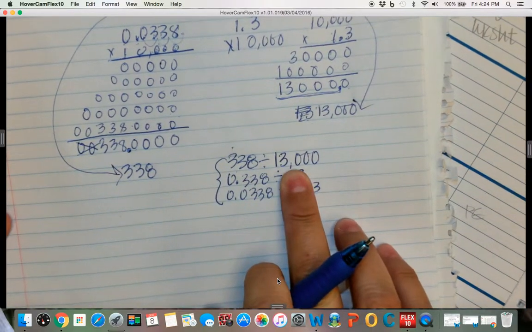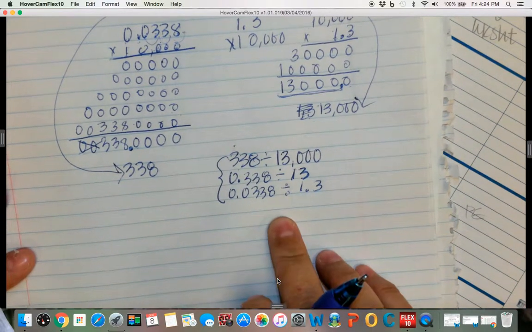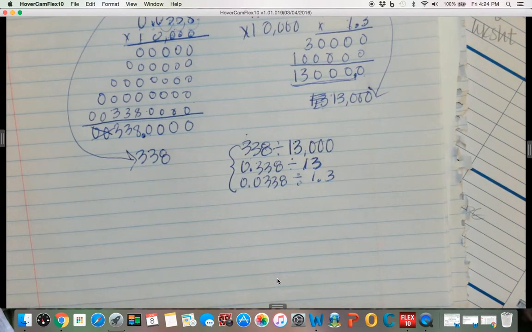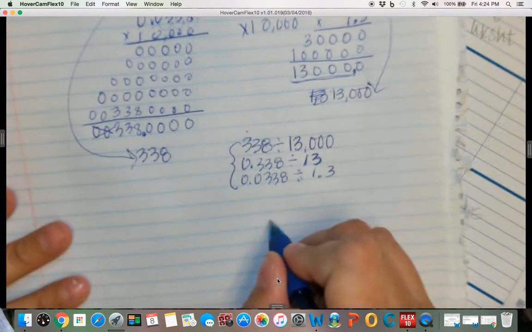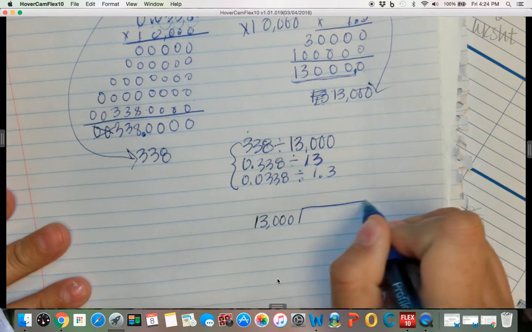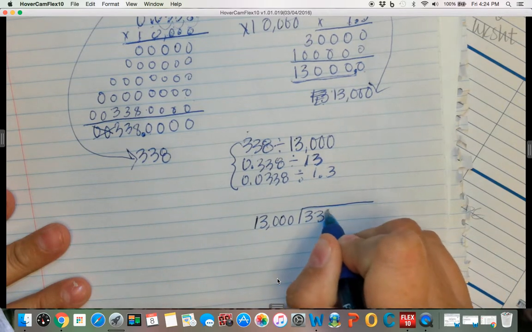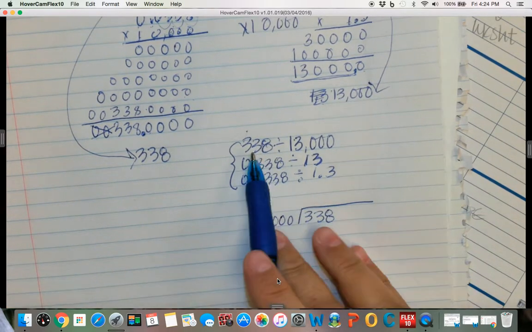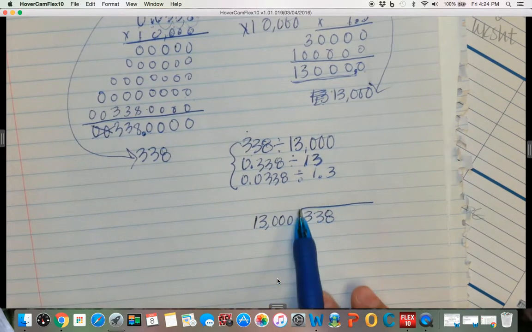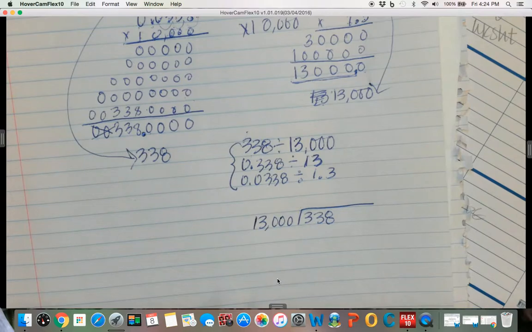If I do it here, I'm going to prove that it's also 26 thousandths. We know what the answer is. Let's prove why it works. So 13,000 into 338. The first number always goes into the house. Top dog in the house. First number. 13,000 into 338.